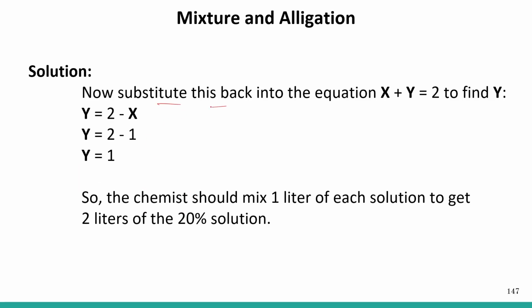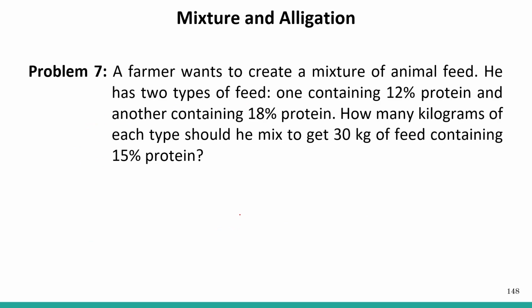So substituting this back into the equation x plus y is equal to 2 to find y. So y is equal to what? 2 minus x. So y is equal to 2 minus 1. So y will be 1. So the chemist should mix 1 liter of each solution to get 2 liters of 20% solution. Okay. So let's go forward with problem number 7.